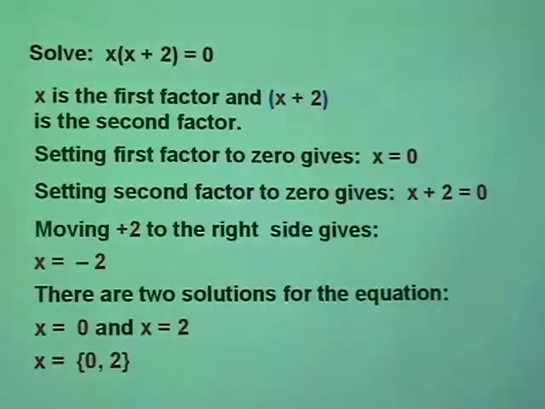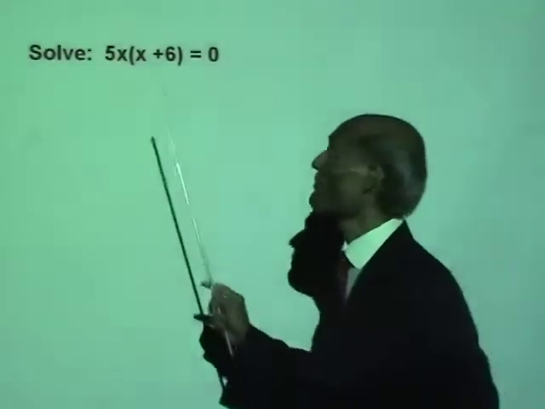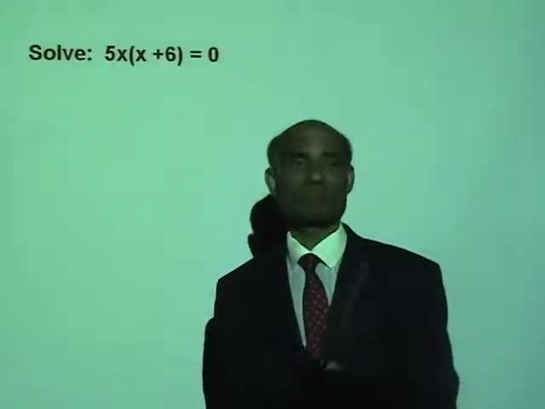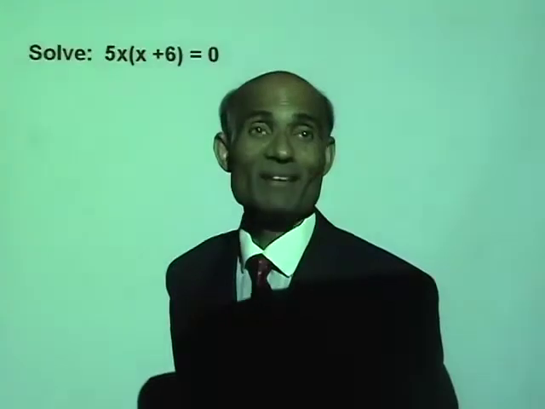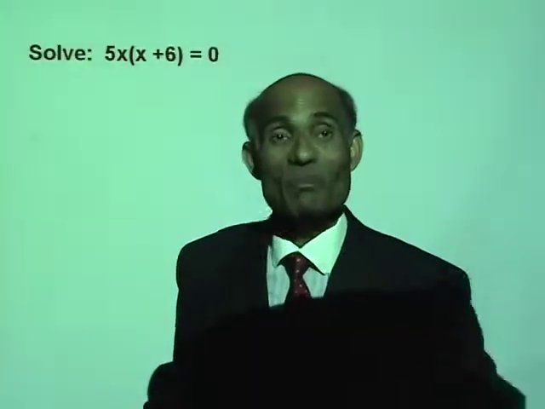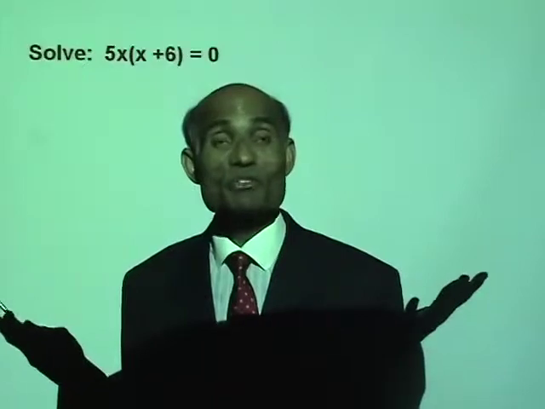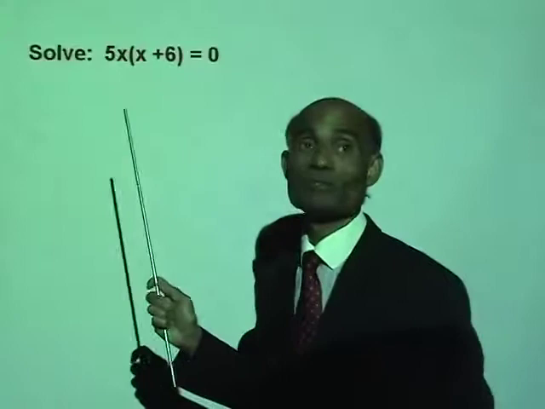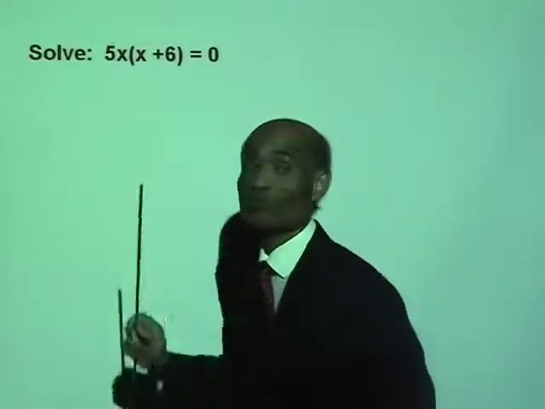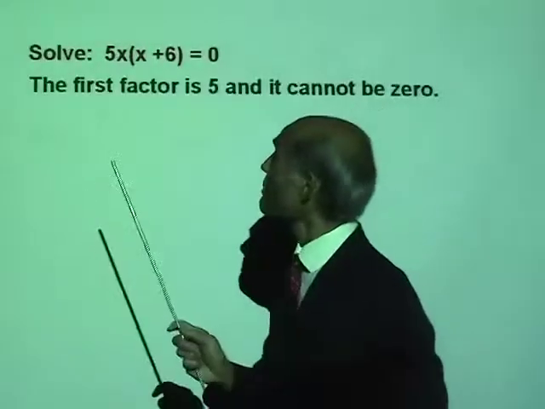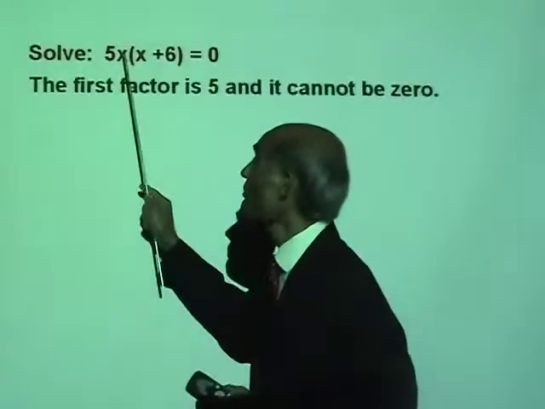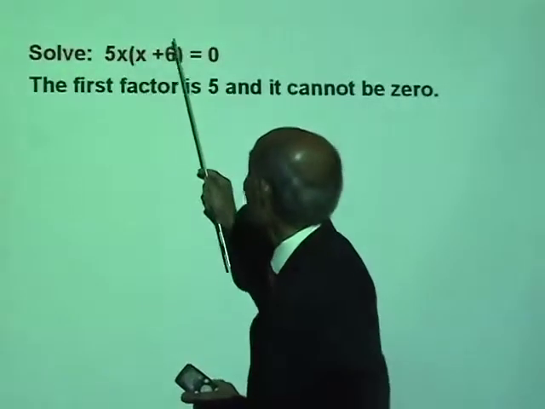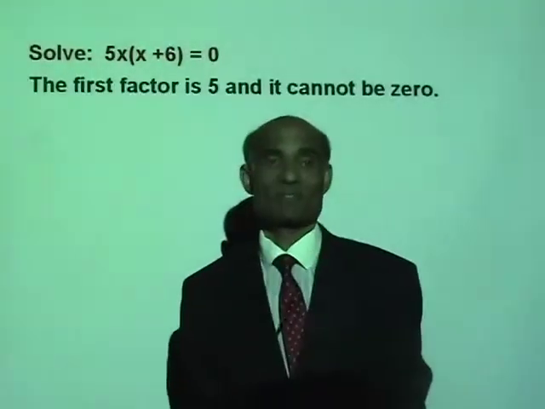Let's solve another equation. Solve 5x times (x plus 6) equal to 0. Well, is it different from the previous problem? Here again, most of the steps are already done. The right hand side is 0 and the left hand side is already factored. Now, how many factors are there? 5 is a factor, x is a factor, and x plus 6 is a factor.